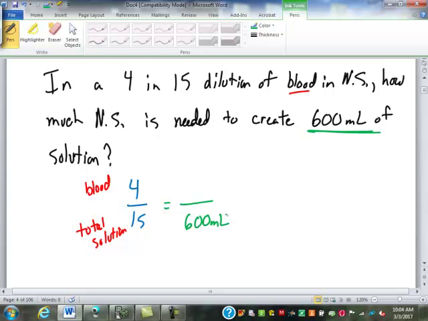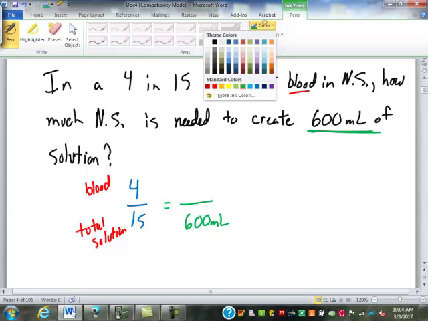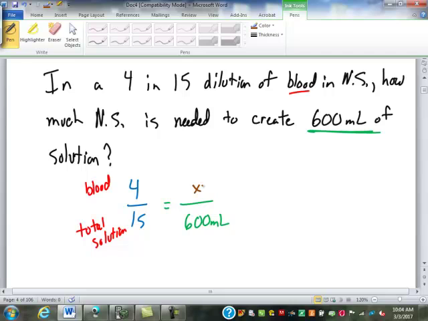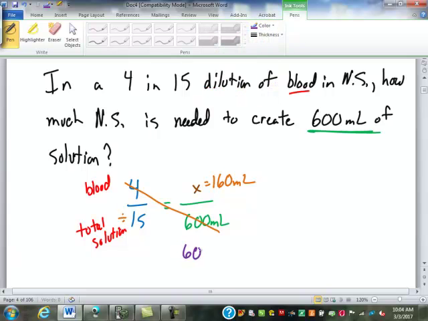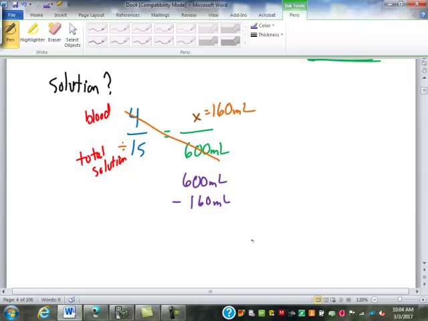Are we looking for the amount of blood? No, we're not. We're looking for the amount of NS. But if we find the amount of blood, could we find the amount of water from that? Yes, we could. So if we cross multiply and divide, 4 times 600 divided by 15 is what, 160? So we could find the amount of NS by taking 600 milliliters, total solution, minus the 160 milliliters of blood, which gives us 440 milliliters of water.